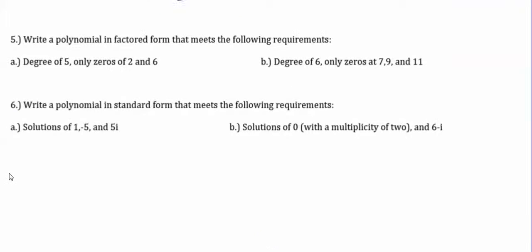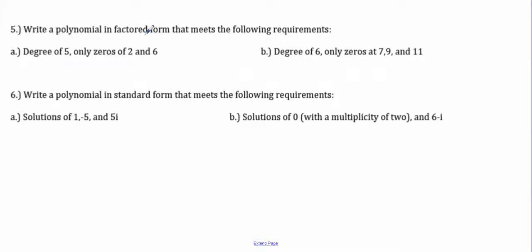Number 5, write a polynomial in factored form that meets the following requirements. Degree of 5, only zeros of 2 and 6. So there could be multiple different correct answers for this one, so your answers may vary. If it has degree of 5, then we need to think about our multiplicities. So that means we could have a multiplicity of 3 and 2, or 1 and 4. I guess those are our only options.